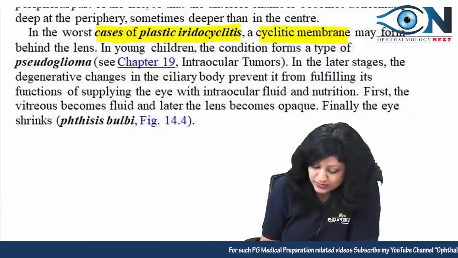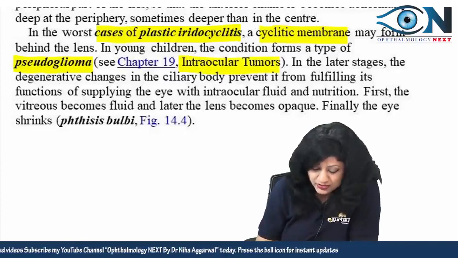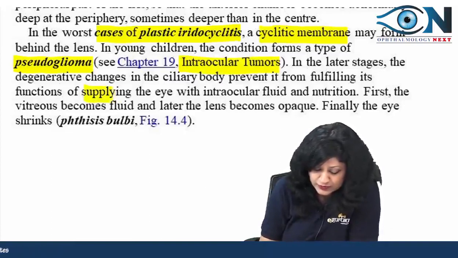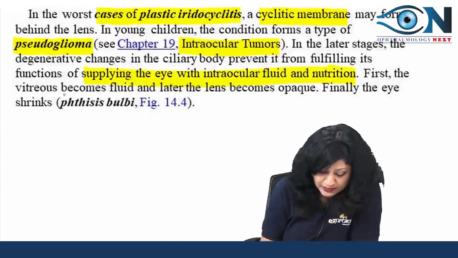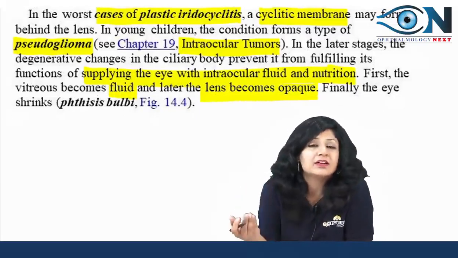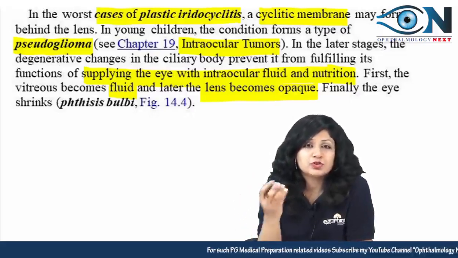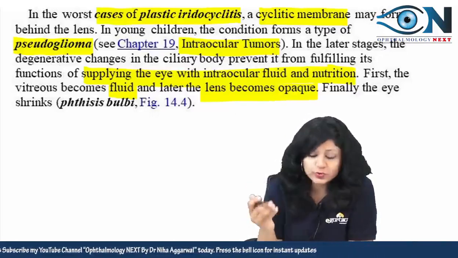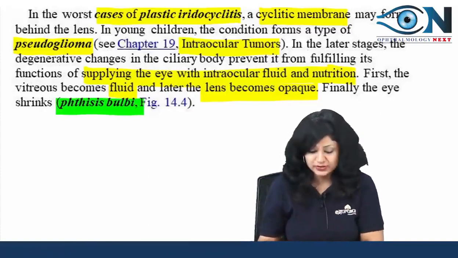In young children, there is a condition called pseudoglioma. These are intraocular tumors. In the later stages, the degenerative changes in the ciliary body prevent it from fulfilling its functions of supplying the eye with the intraocular fluid and the nutrition. So what happens here? First of all, the vitreous becomes fluidic, and later the lens also becomes opaque, and you can have complicated cataract because of the disturbance with the nutrition, and there will be stoppage of the formation of this fluid. Now, because aqueous humor is not able to form, you will have hypotony. So that condition will be called phthisis bulbi, and a smaller eyeball is formed.